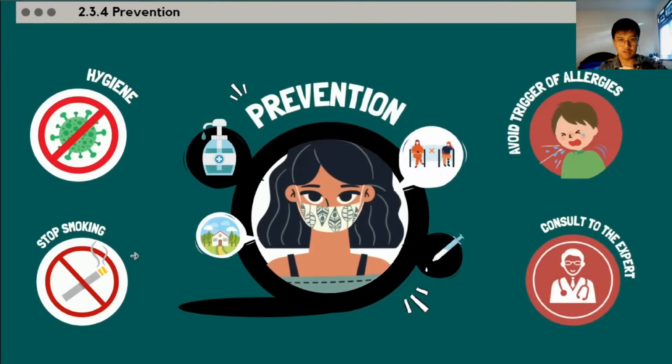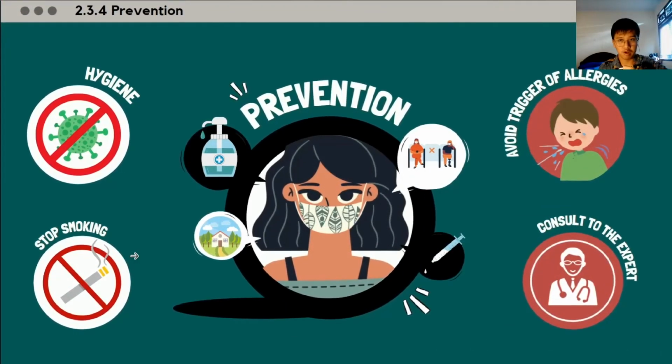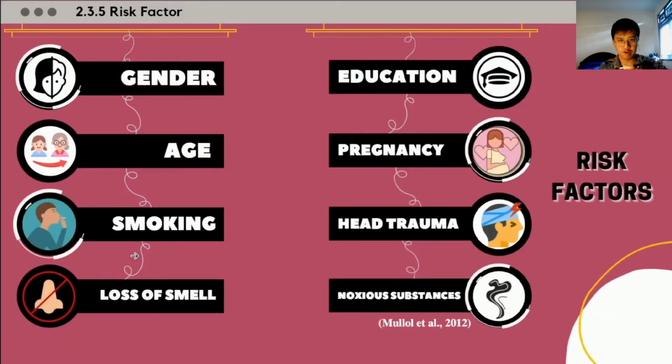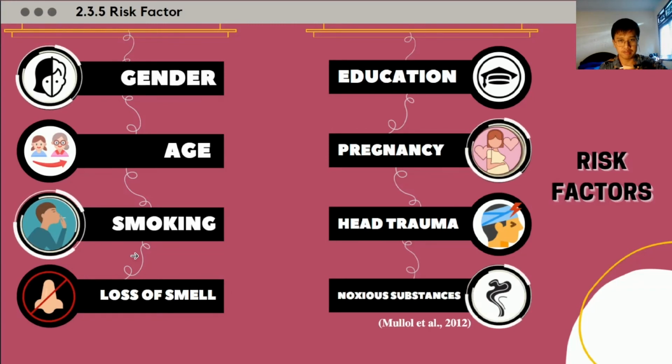Prevention. There are some ways that can be used to avoid the cause of anosmia, but one important prevention that we must remember is following the protocols of COVID-19 everywhere and every time. Risk factors. Risk factors for anosmia were gender, loss of smell history and poor olfactory self-perception for detection, education level, pregnancy, age, history of head trauma, smoking, and exposure to noxious substances.